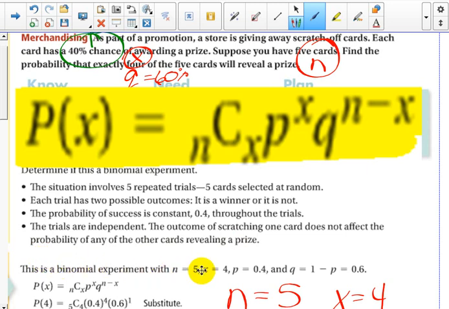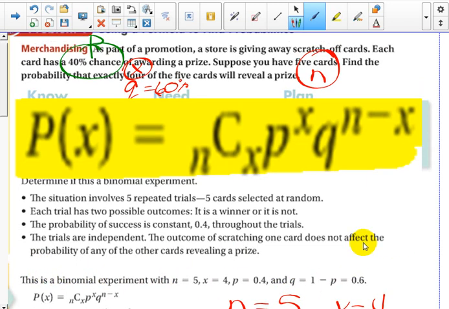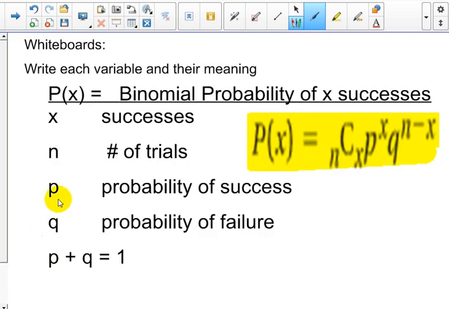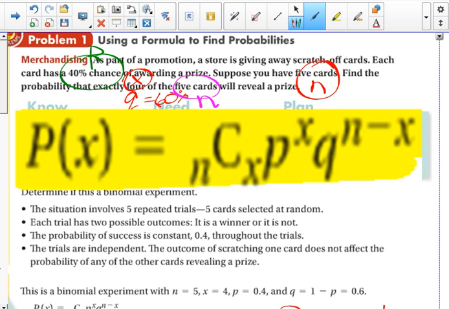So we know n is equal to 5. That's our number of trials because it says we're getting 5 cards. That's how many times we're trying this experiment, 5 times. So n is equal to 5. x is equal to 4, and x is the number of successes. It said, what's the probability that exactly 4 out of 5 will reveal a prize? So that's your successes. So that's your x.